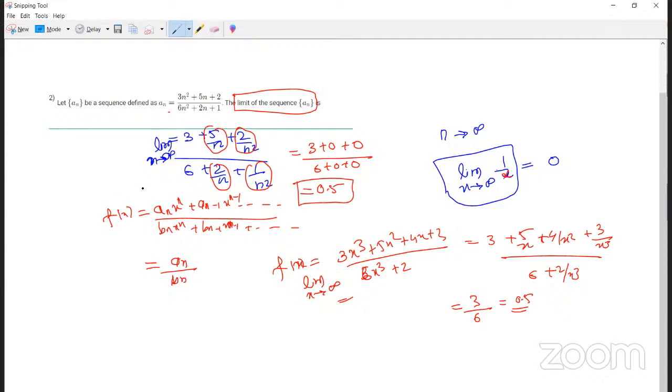So for finding any limit of sequences for this particular f of x, like g of x upon h of x, it will be the coefficient of the highest degree, right? a_n by b_n.